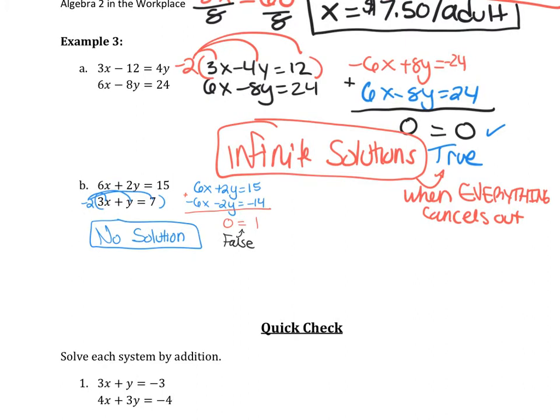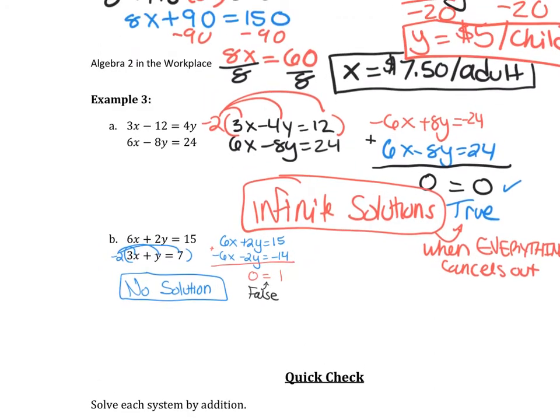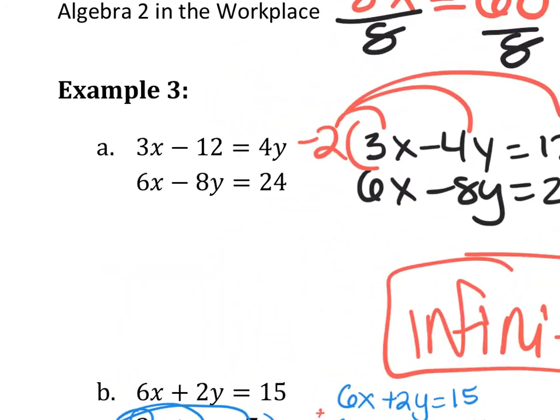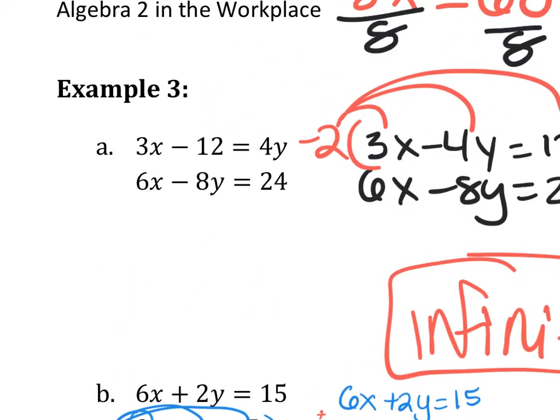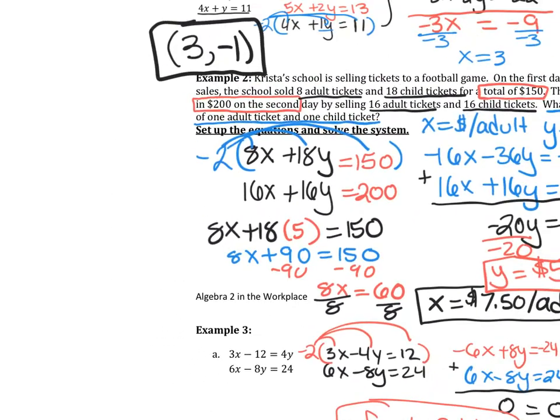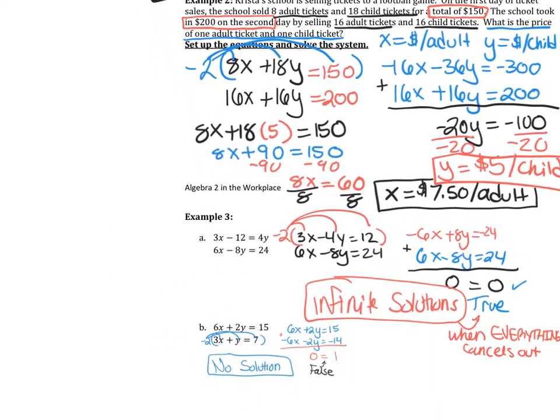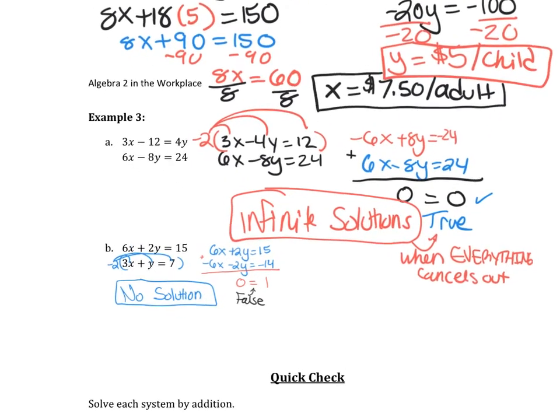Okay, quick question. How do you know every single time to multiply by negative 2? Oh, it just happened to be negative 2 in this case. It didn't have to be. It just happened to be negative 2 in both cases, but it's not always. You're just trying to get the same number with opposite signs. So whatever you have to multiply by to make that happen.